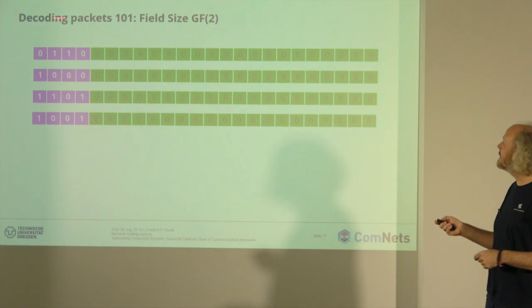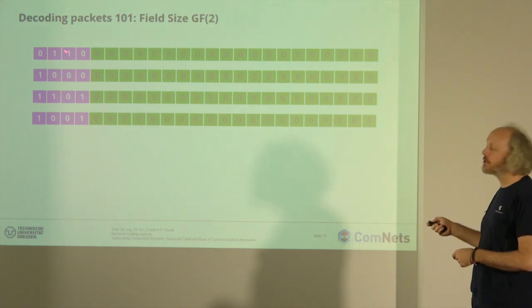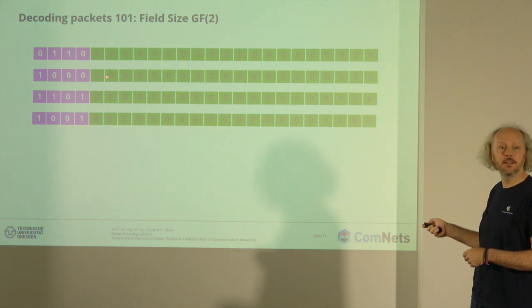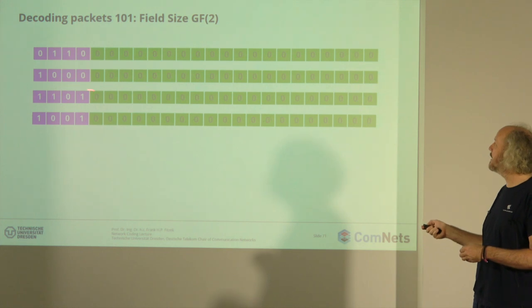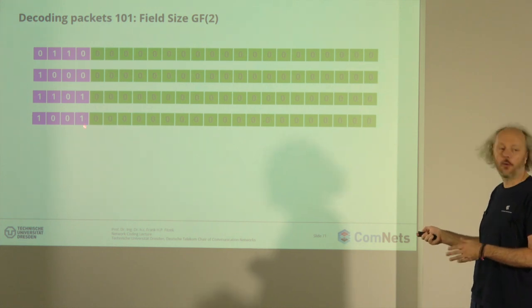But what I really want to achieve in the end is to have packet 1, packet 2, packet 3, packet 4. But what is this on the top? Which packet is this? Second and the third. Correct. It's a linear combination of the second and the third, right? And what is this? This is just the first. And this is the first, the second, and the fourth. And this is the first and the fourth.